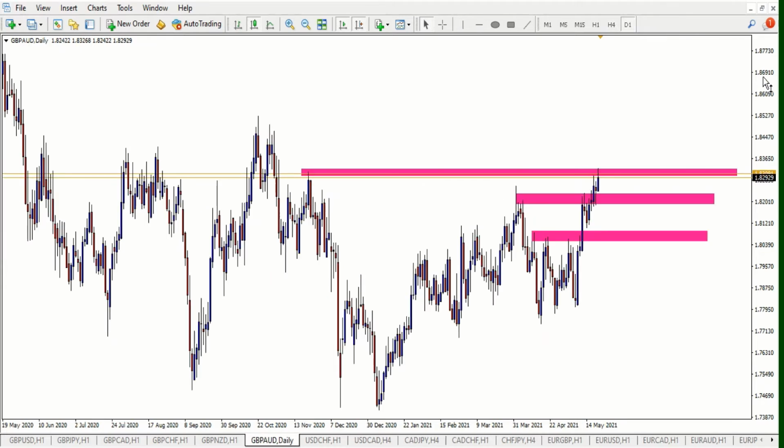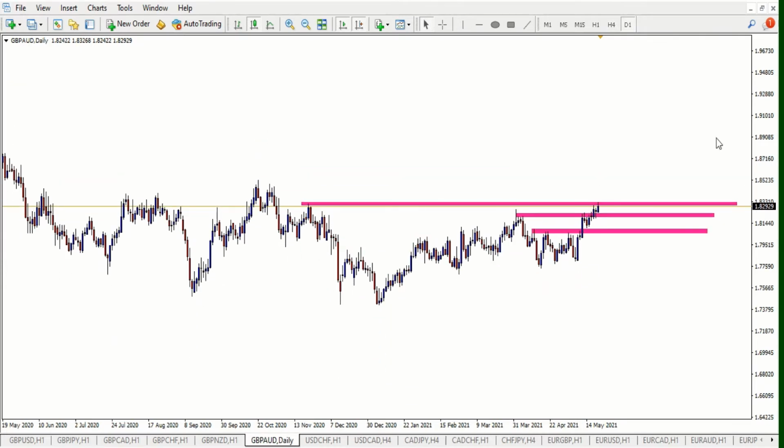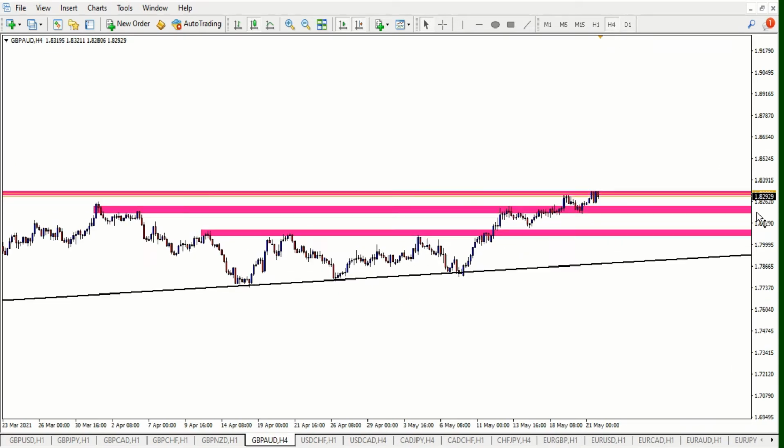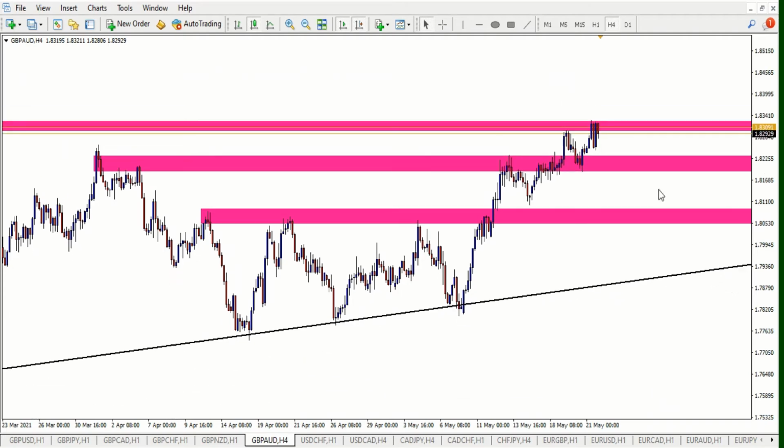Let's go to our daily. So we can see that we don't have as strong an uptrend as we do with the Great British Pound and USD. However, the market is still making higher highs and higher lows. Okay, so when I go to our 4-hour chart, we can see that we are at a key resistance right now, and the market seems to be bouncing back off that resistance.